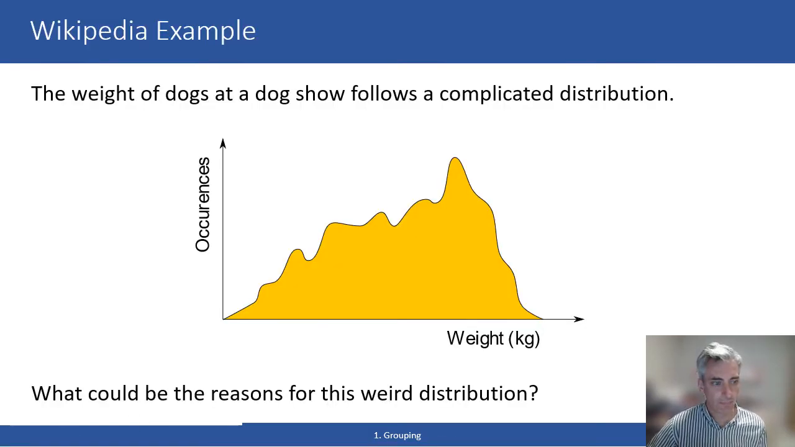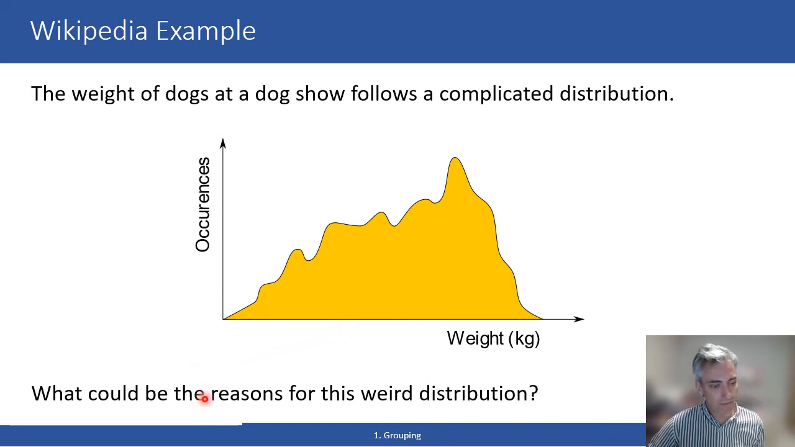So here's an example that I shamelessly took from Wikipedia. Suppose that we're at a dog show and we're recording the weights of every dog that comes to this dog show, and then we make a histogram like this of the dogs that we've measured the weight of. Of course, there are small dogs and large dogs, and there are a range of different weights that have been recorded, so we get this weird distribution.